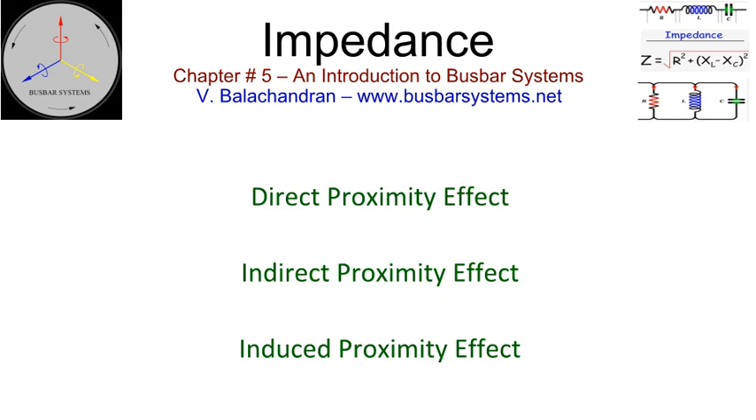Induced proximity effect. Any metallic object in the neighborhood of a conductor carrying alternating current will have induced eddy currents and consequently, losses. If the metallic object happens to be of magnetic material, it will induce hysteresis losses as well. Losses in enclosures of busbar systems and support structure fall in this category. These losses will be fed by the current carrying conductor, reflecting as increased resistance.